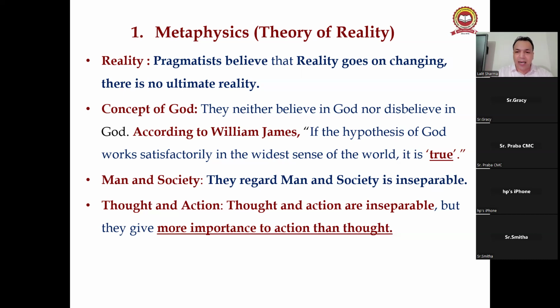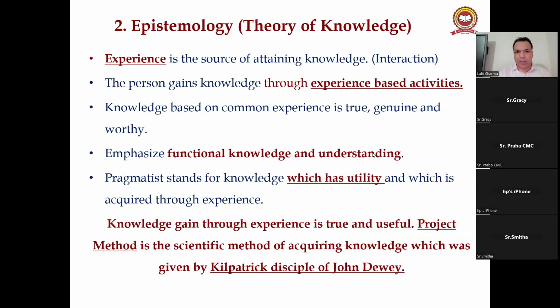Man and society: they regard man and society as inseparable. Thought and action are inseparable. What did idealism say? Mind and self cannot be separated. Now they are saying thought and actions are inseparable, but they give more importance to action rather than thought. Next, epistemology: from where we get knowledge.